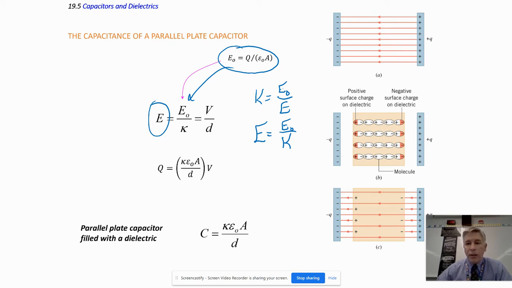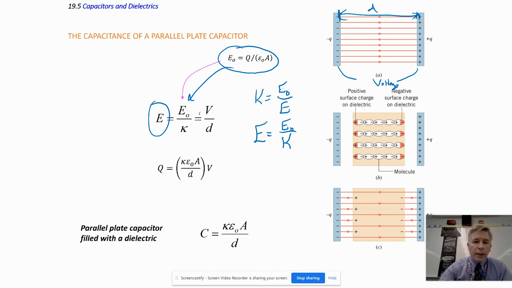The electric field is also equal to the voltage difference across these plates divided by the distance between the plates, D. So that ratio is another way of measuring the electric field, or volts per meter is another measurement of electric field.